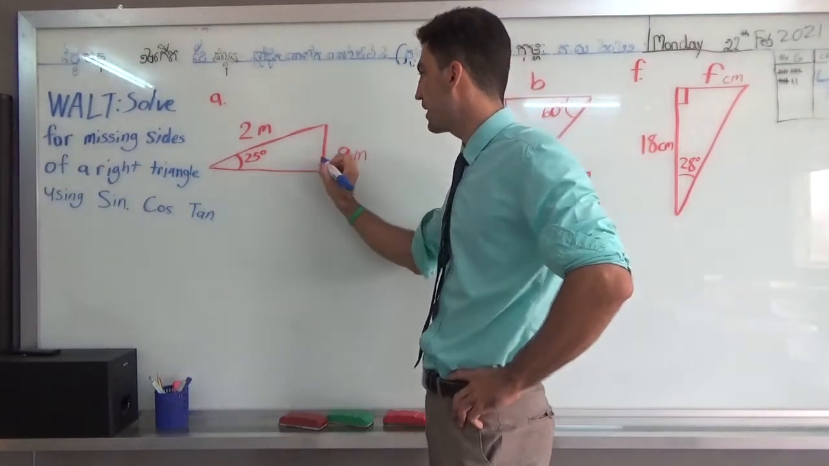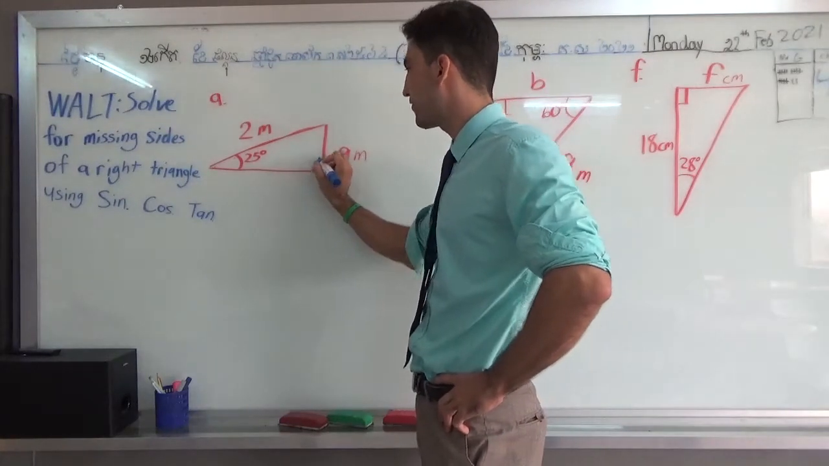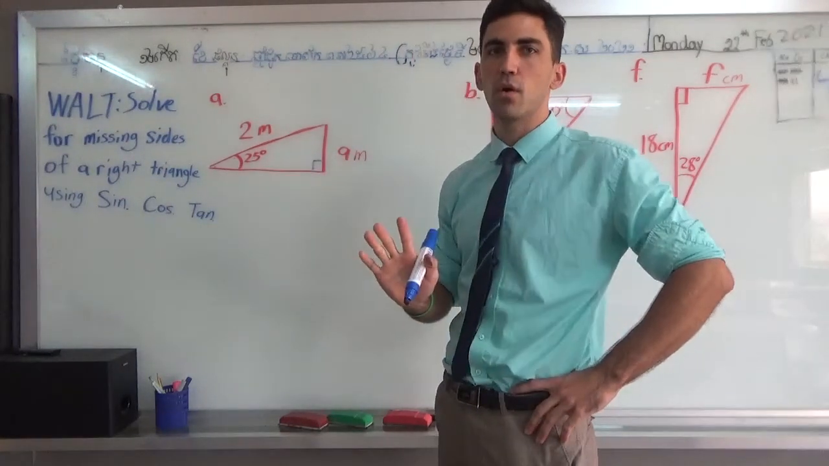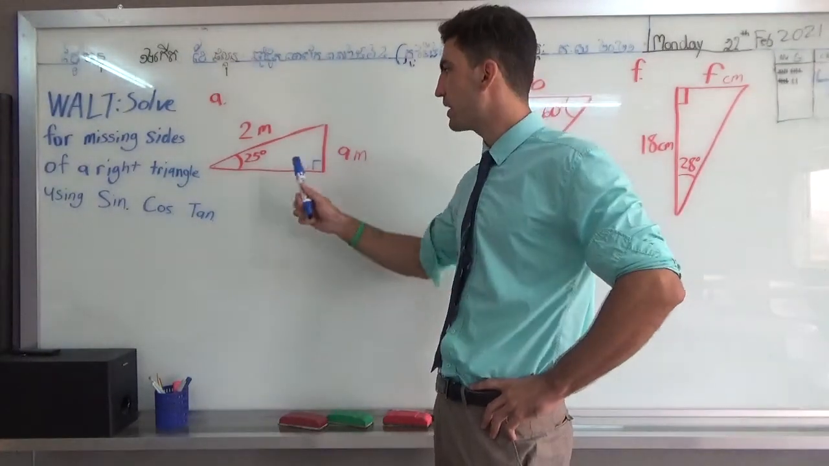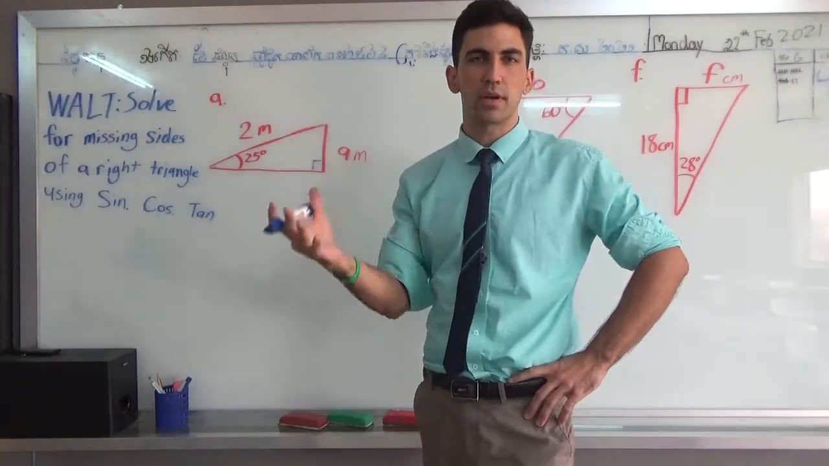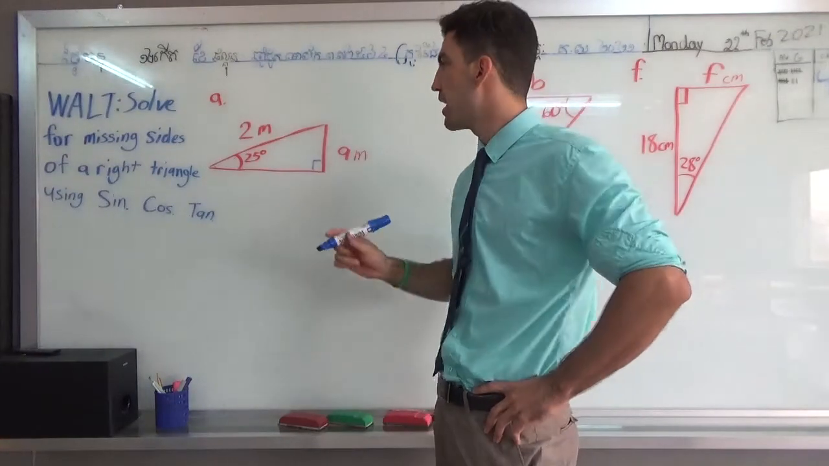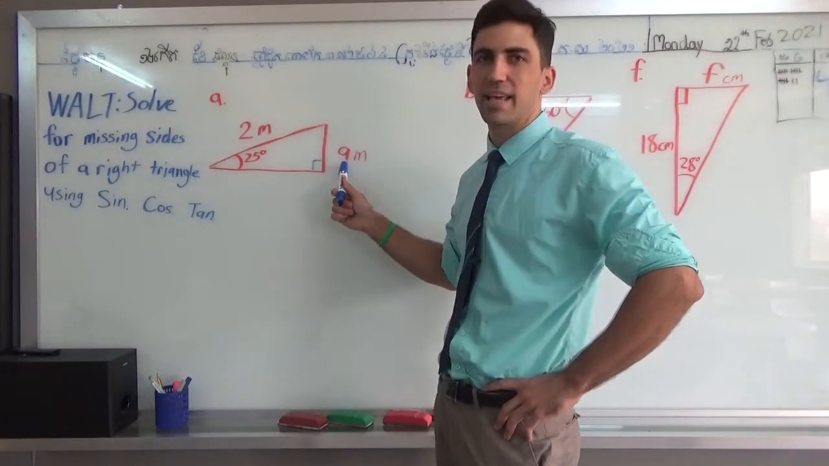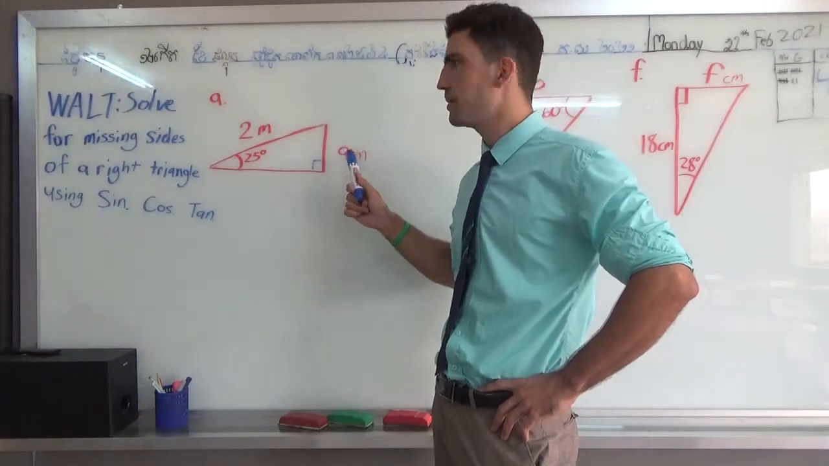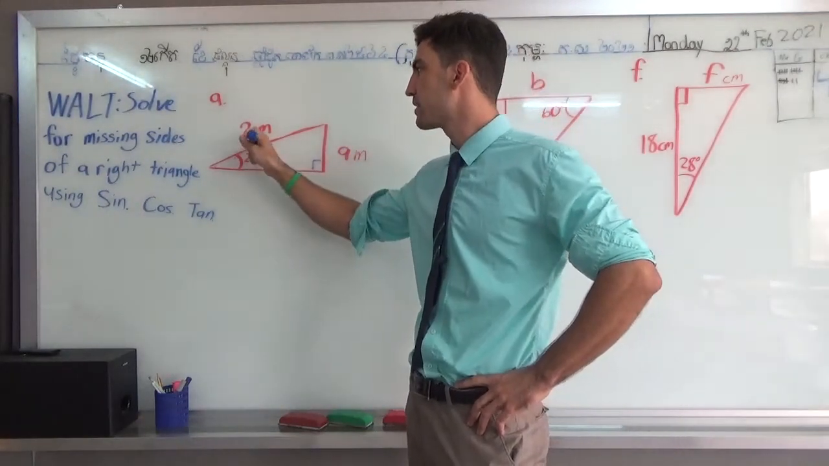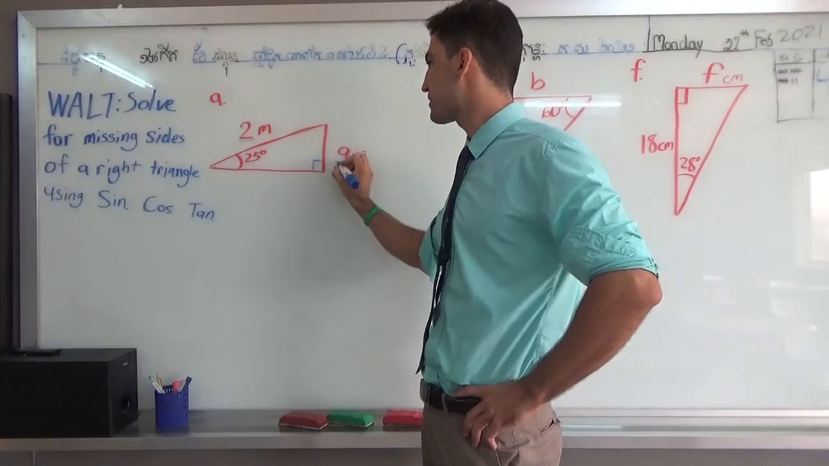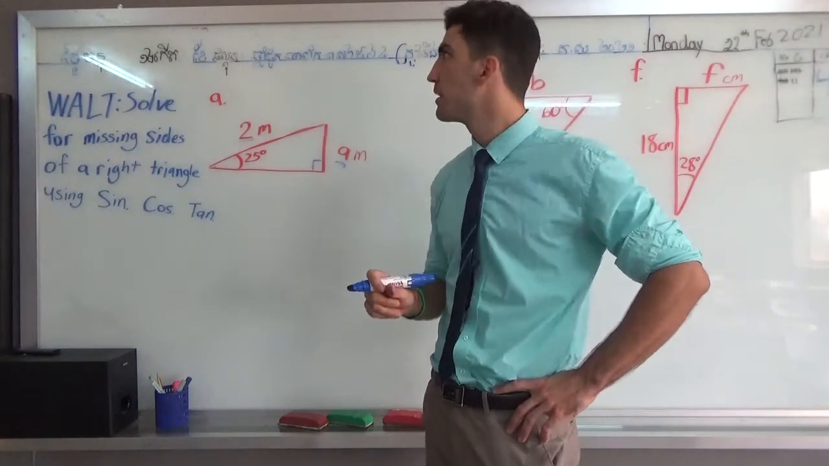So, here is our right angle. I forgot to mark that. Okay, so on our first example, we are given an angle. We are told that it is 25 degrees, and we are trying to find this letter A, and it's in meters. And we have the hypotenuse given to us. It is a 2, and I am solving for A.